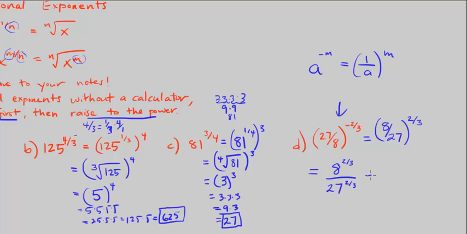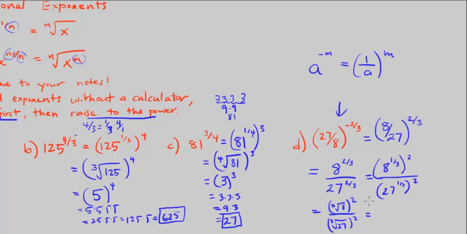Here we're going to break up our fractional exponent just like we were. We know that that is the same as 8 to the 1/3 power squared over 27 to the 1/3 power squared. And that's equal to the third root of 8 squared divided by the third root of 27 squared.